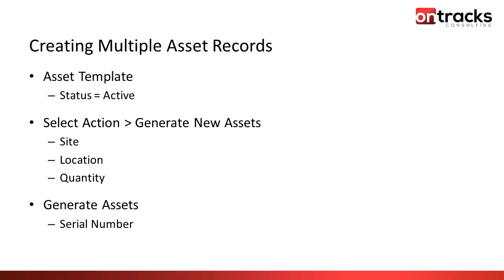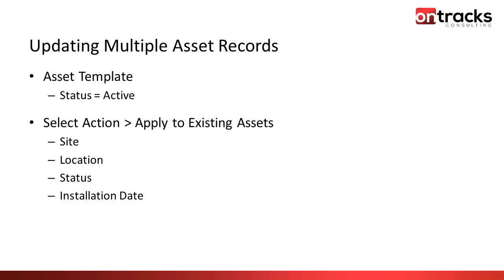When we're ready to create a new asset record, we have to identify the site in which the asset records will reside, and that asset location along the hierarchy within that site, as well as the quantity of new assets that we're going to create from that template. So an asset template is associated to a specific location, but it can be associated to multiple sites within that organization. Once we have specified the site, the location, and the quantity, at that time we're then able to specify the serial number for each individual asset that will be created.